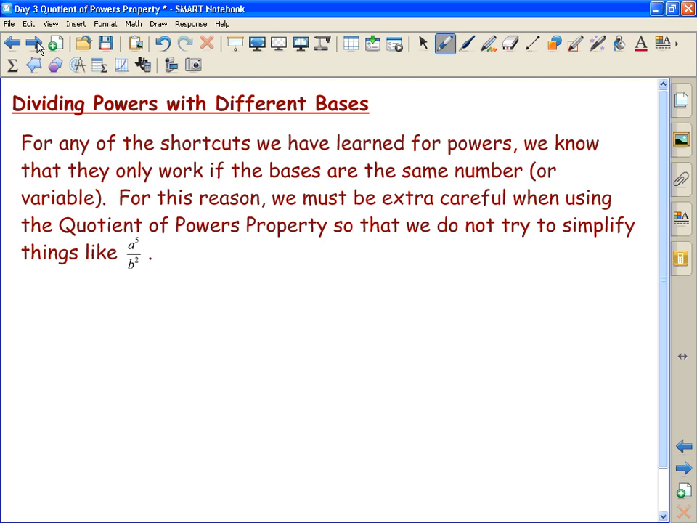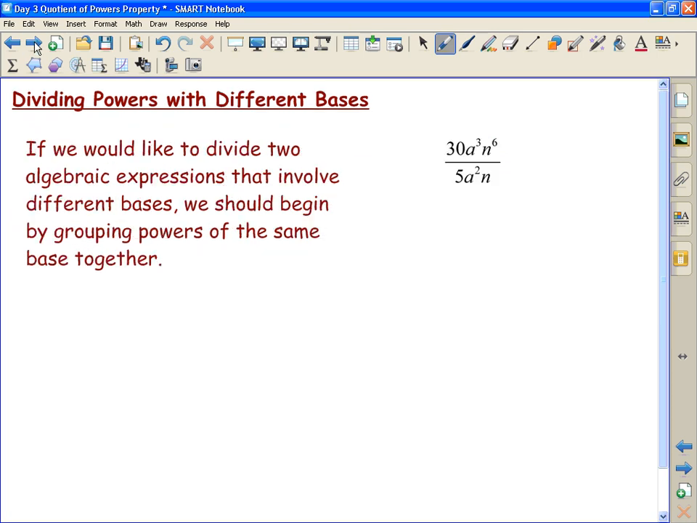But we do need to also talk about dividing powers with different bases. So for any of the shortcuts that we've learned, we know that they only work if the bases are the same number or the same variable, okay? That's really important. So we have to be extra careful when we start doing these quotient of powers properties that we don't simplify things that don't have common bases. So something like here, a to the 5th divided by b to the 2nd. That's 2 different bases. We can't combine those. We can't simplify it any more than it is right now.